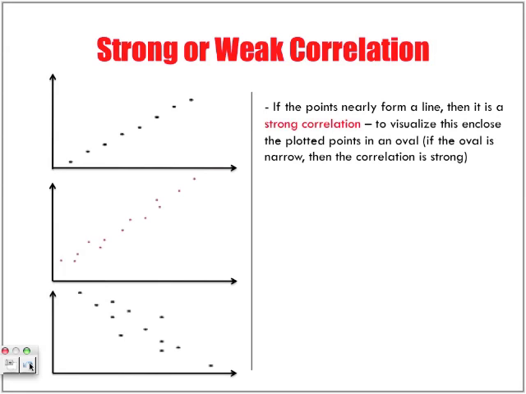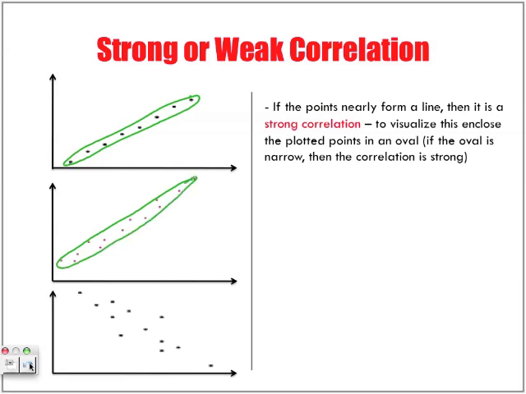So what do I mean by an oval? So I'm going to try to circle around the points, as close to the points as possible. And now notice I'm not forming a circle, I'm forming pretty much a very narrow oval. So because the oval is narrow, the correlation is considered strong. So we look at the next one, and we do the same thing.